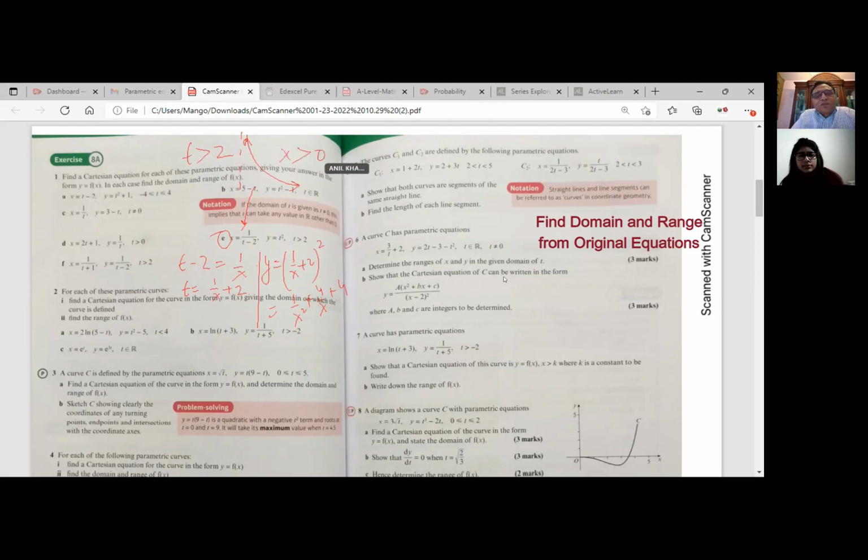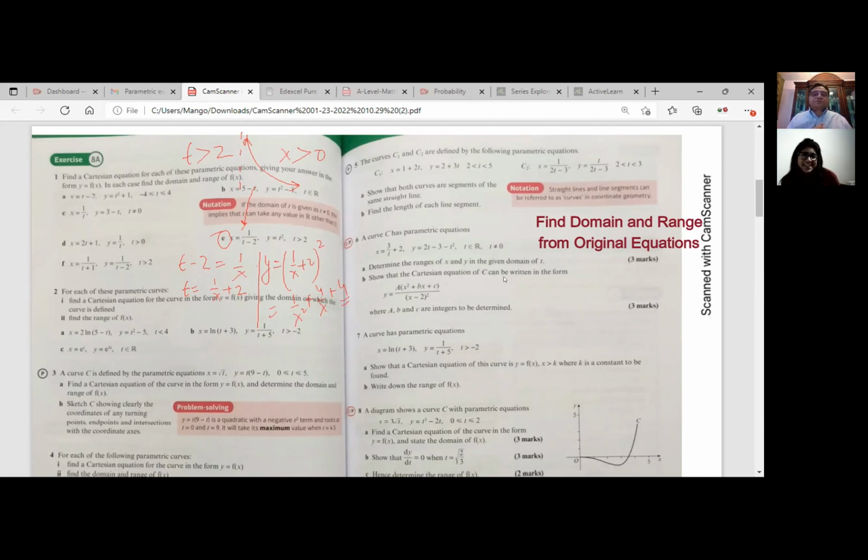Correct. And now you have to find the range. So range means the output of all this, correct? You know now x is greater than 0. So x cannot be 0, of course. And if x is very, very high, all these numbers go to 0. So the minimum is 4 for you, correct? Because of the plus 4. Yeah.